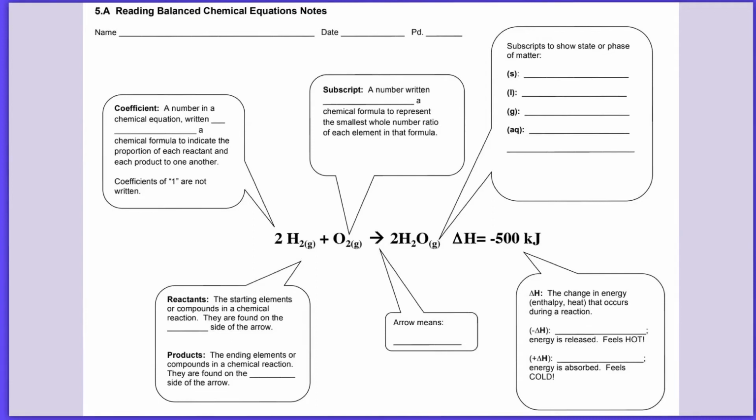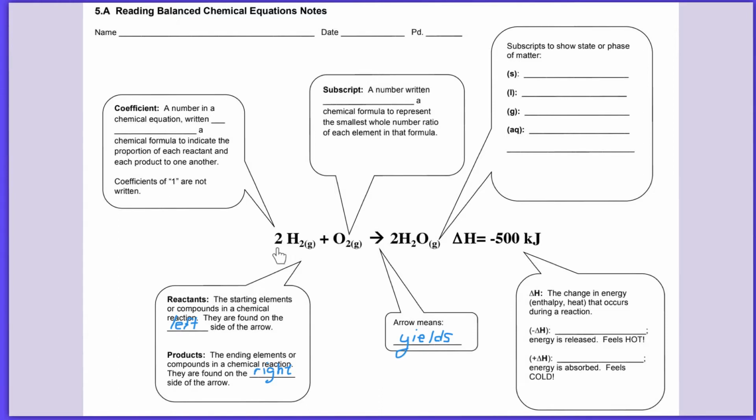Hi, in this video I'm going to show you how to balance chemical equations, but before I do that, I need you to know some terminology. First of all, when we look at this chemical equation, anything that we see on the left-hand side of this arrow is a reactant, and anything on the right-hand side of the arrow is a product. You can see that I filled in the word left and the word right here for reactants and products. When we look at the arrow, that just means yields.